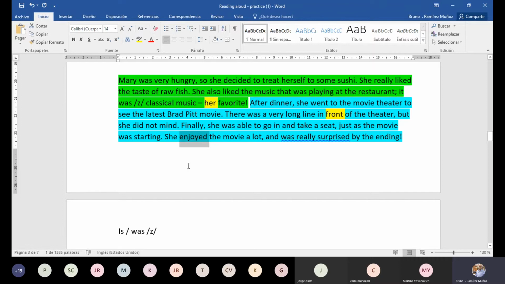Enjoy, because enjoy ends in a diphthong oi, which is voiced as all vowel sounds are, and then you have the past tense, right? Enjoyed. So this should be a d. Enjoyed, enjoyed, enjoyed.